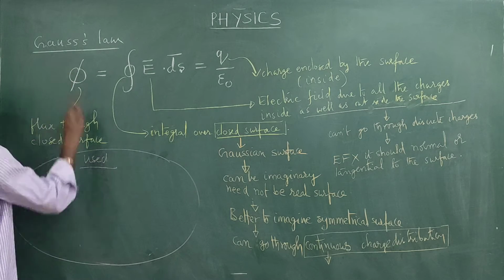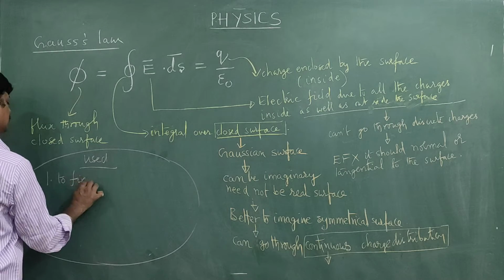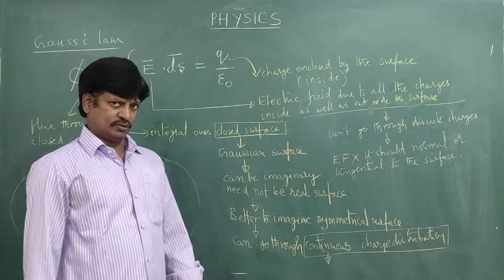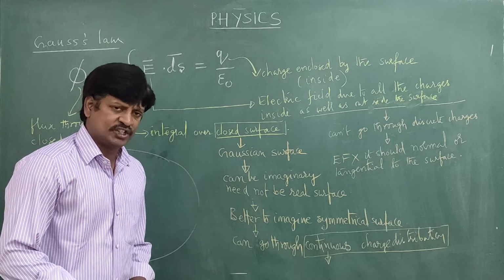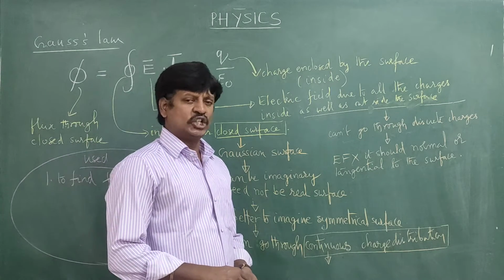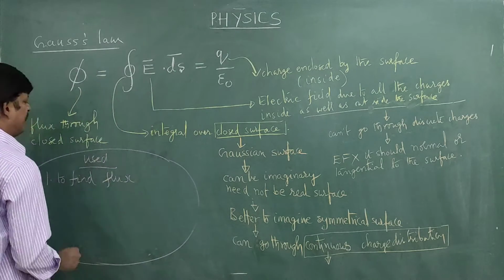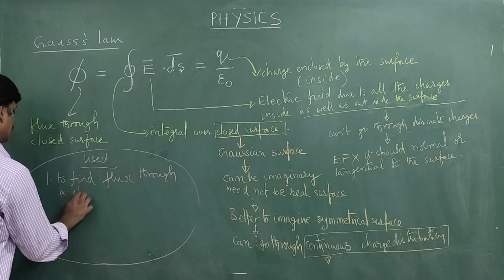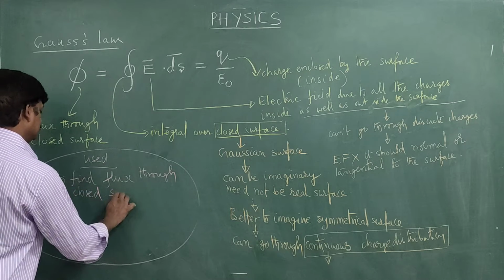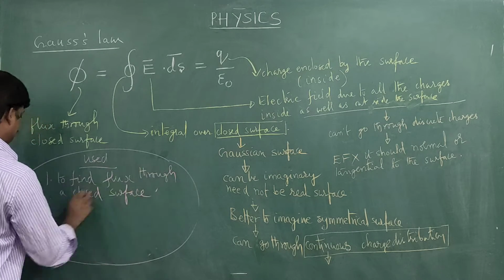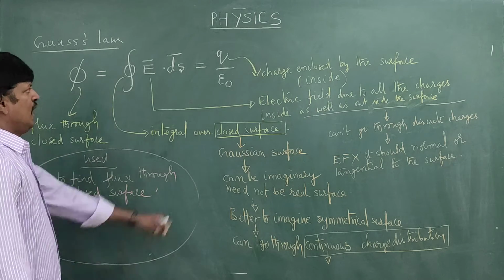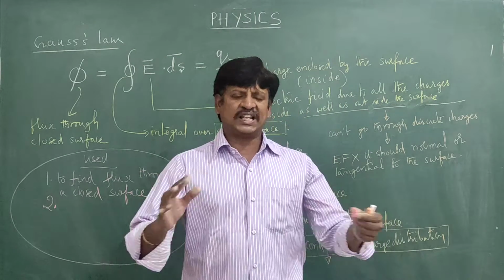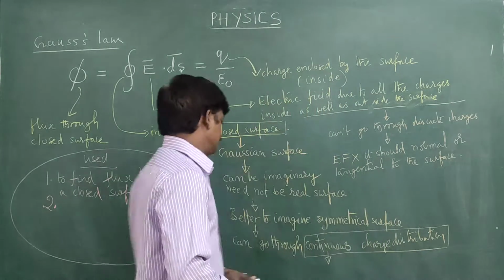Very simple. What is this? Flux. To find flux due to a charge distribution, it can be a discrete charge distribution or a continuous charge distribution. To find flux through a closed surface, right? And we can find out the charge inside the closed surface under our consideration.